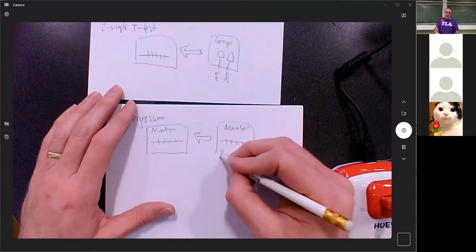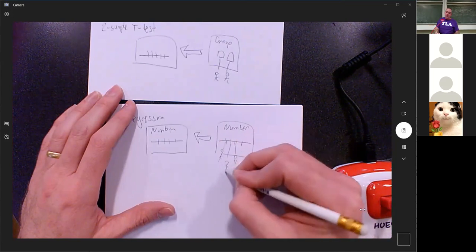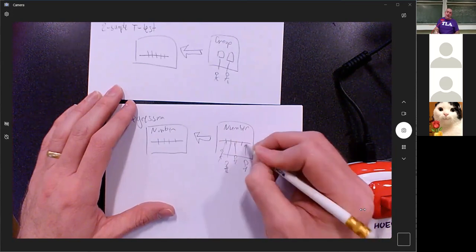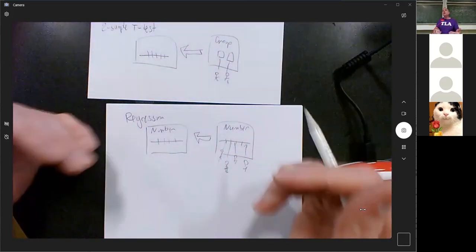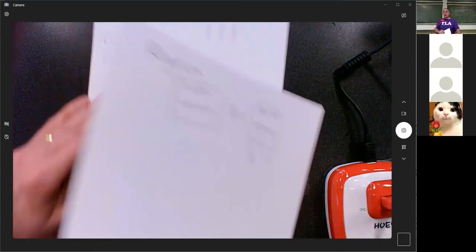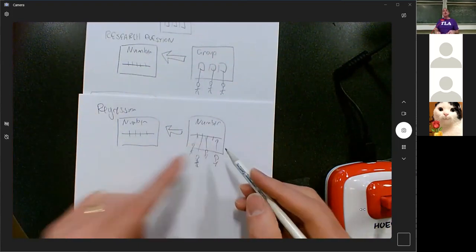And so the different people all have their own different numbers and there's lots of different options for what the number is. That is what regression is for. And it's extremely similar to ANOVA, only there's just many, many options for what this number could be.